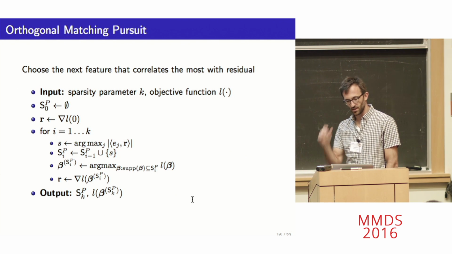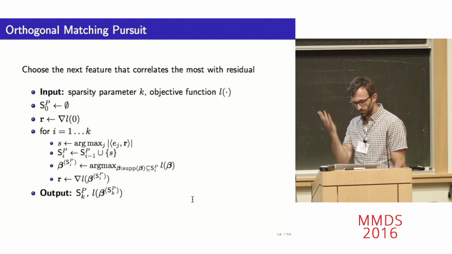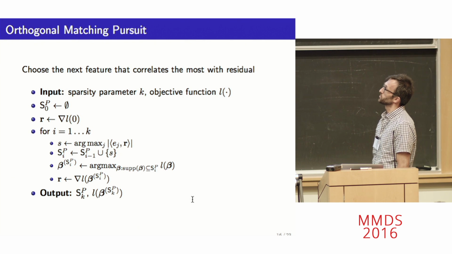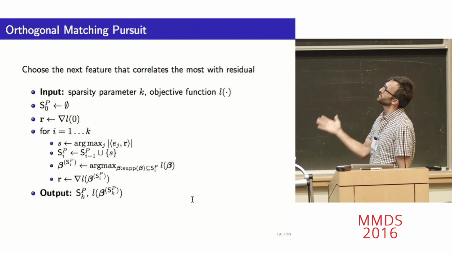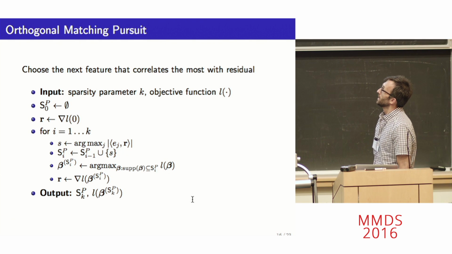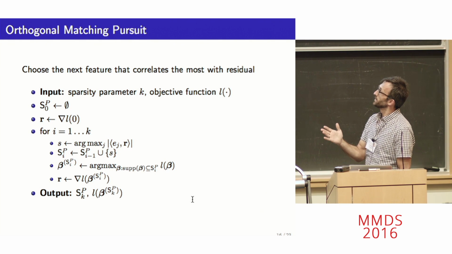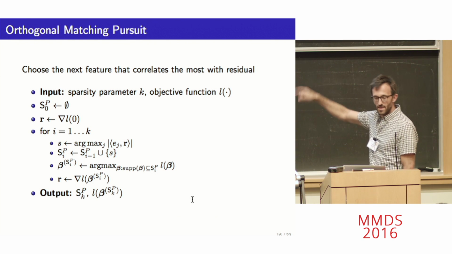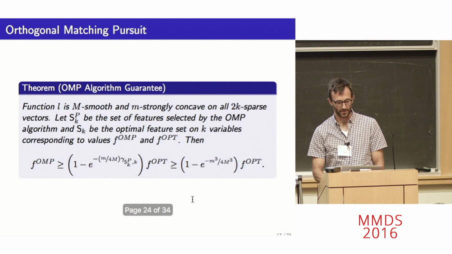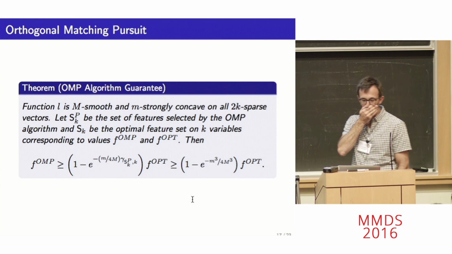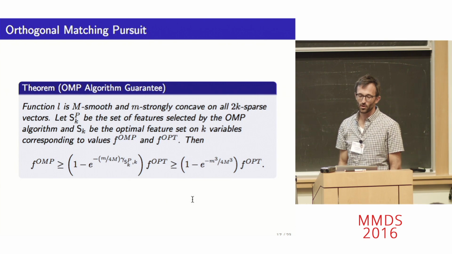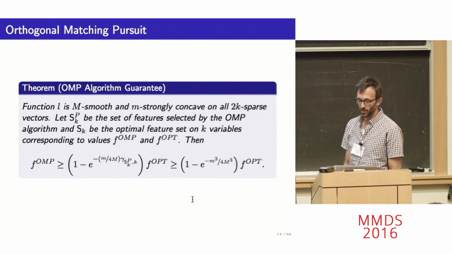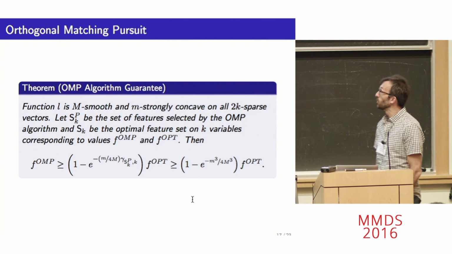Orthogonal matching pursuit is a very natural algorithm that has been extremely well studied for sparse regression. And basically, what it does is it adds the most correlated element, the element that's most correlated to whatever your residual is at all times. So that is what this says. There are very similar guarantees, slightly weaker than forward greedy selection, for the OMP algorithm.